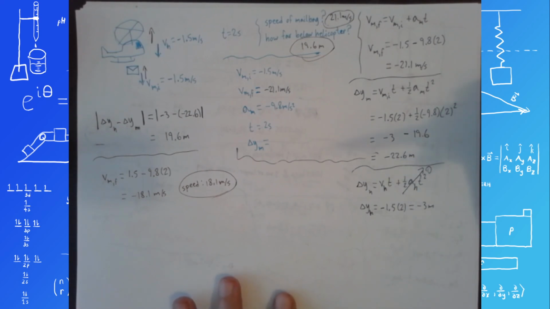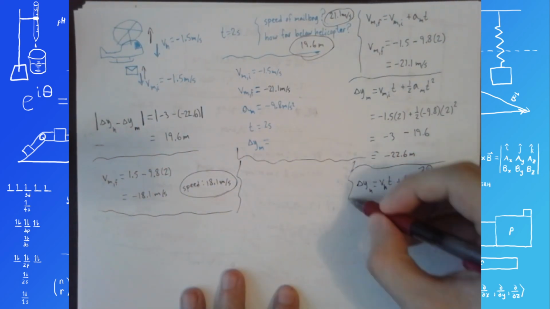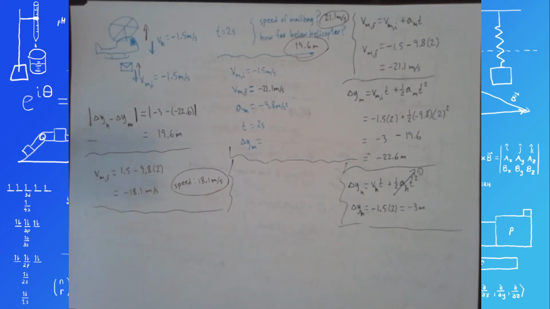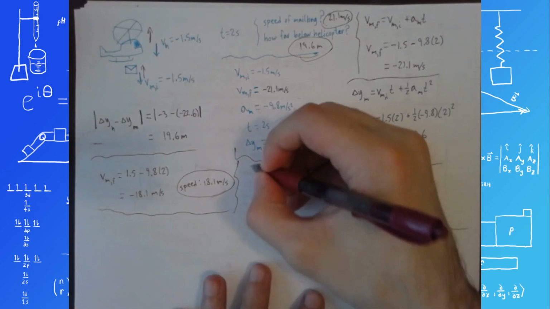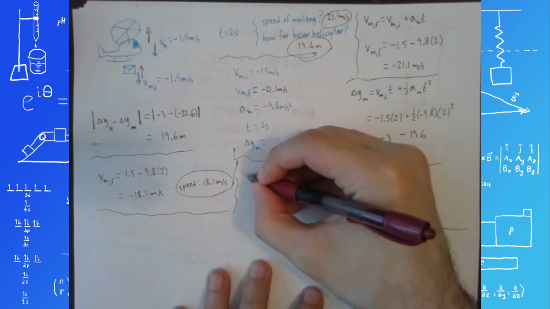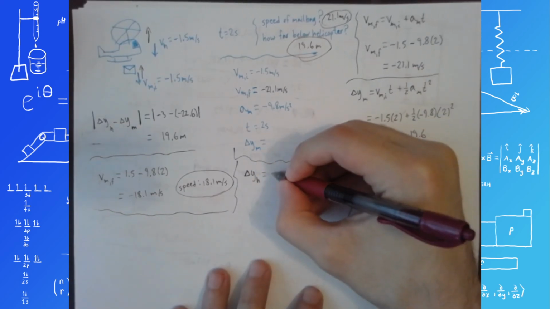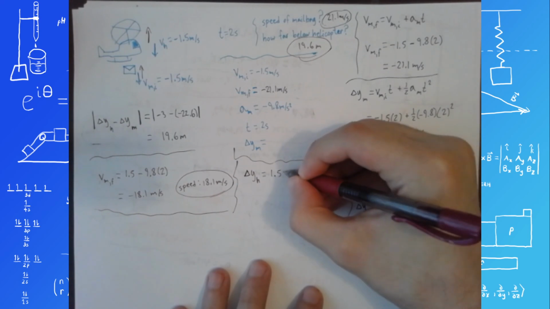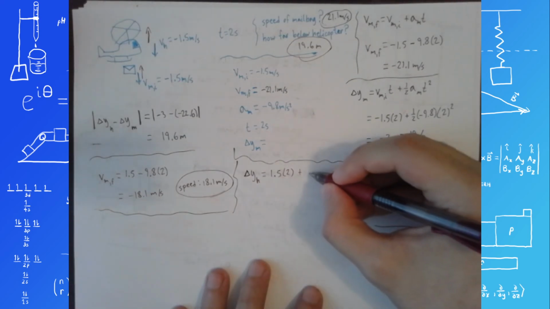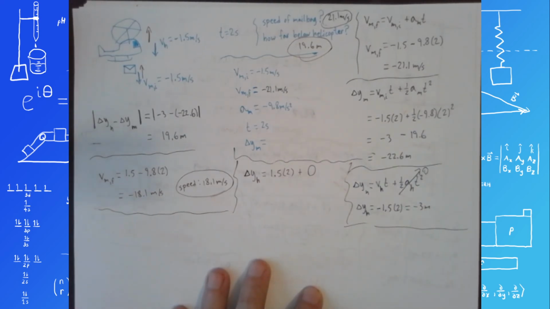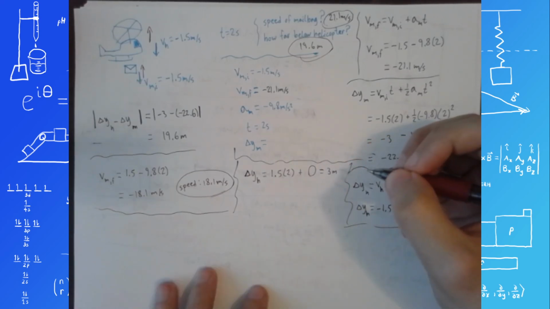Okay, and then the second part. This one might surprise you. How far below the helicopter will it be? Well, now we know to calculate how high the helicopter rises. So delta y of the helicopter is equal to positive 1.5 times 2 plus nothing, because there's no acceleration for the helicopter. And that equals positive 3 meters.